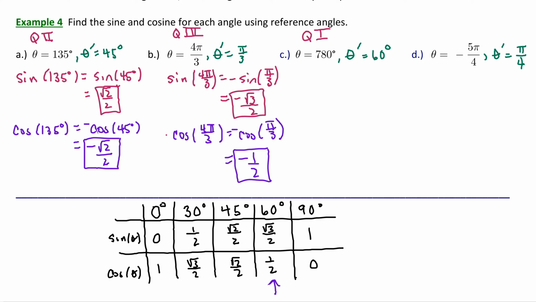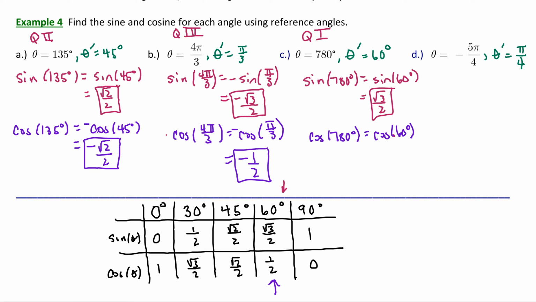Moving on to 780 degrees. 780 degrees we discovered is a quadrant 1 angle. So its sine and cosine will both be positive. So sine of 780 degrees is going to be identical to sine of its reference angle 60 degrees. Sine of 60 degrees is square root of 3 over 2. Cosine of 780 degrees is going to be identical to cosine of 60 degrees. They're both quadrant 1 angles. Cosine of 60 degrees from our table is 1/2.